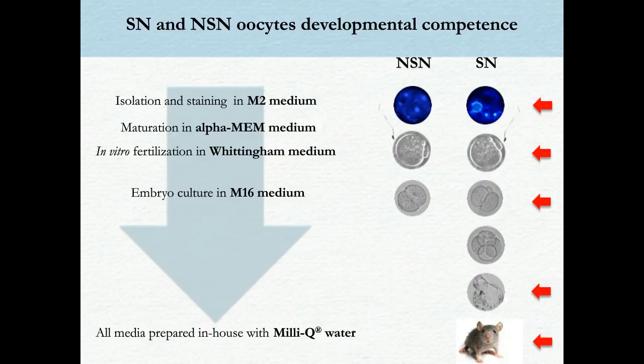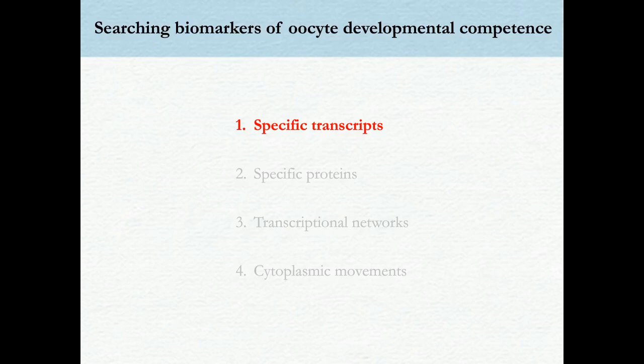We then wondered what does cause the 2-cell block in mouse NSN oocytes, whether there could be specific molecular markers, for example, specific transcripts, differentially expressed in the two types of oocytes. And first, we looked for differentially expressed maternal effect factors.